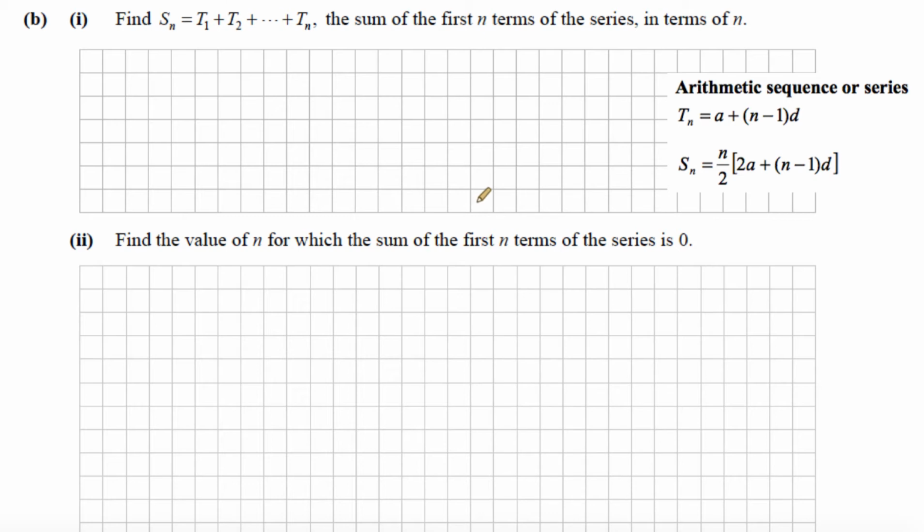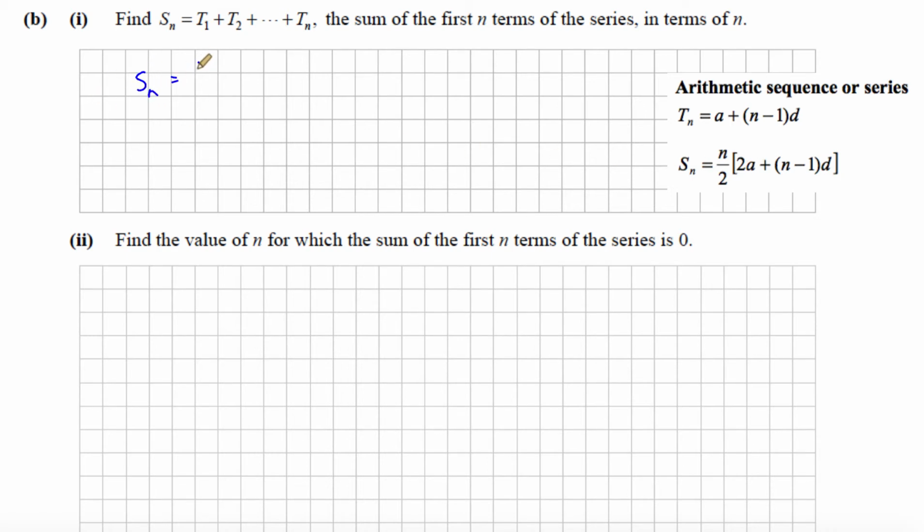Part B1 says find Sn, which is equal to T1 plus T2 plus all the way up to plus Tn, the sum of the first n terms of the series in terms of n. So we're finding Sn, the sum of the first n terms. This is an arithmetic series because we're adding the terms as we go along. So Sn then would be this formula here, which is taken from the tables book.